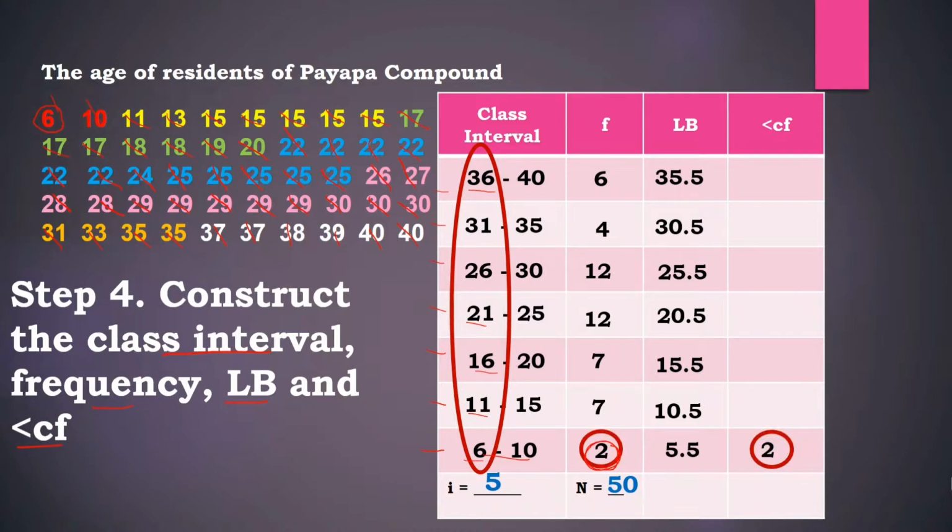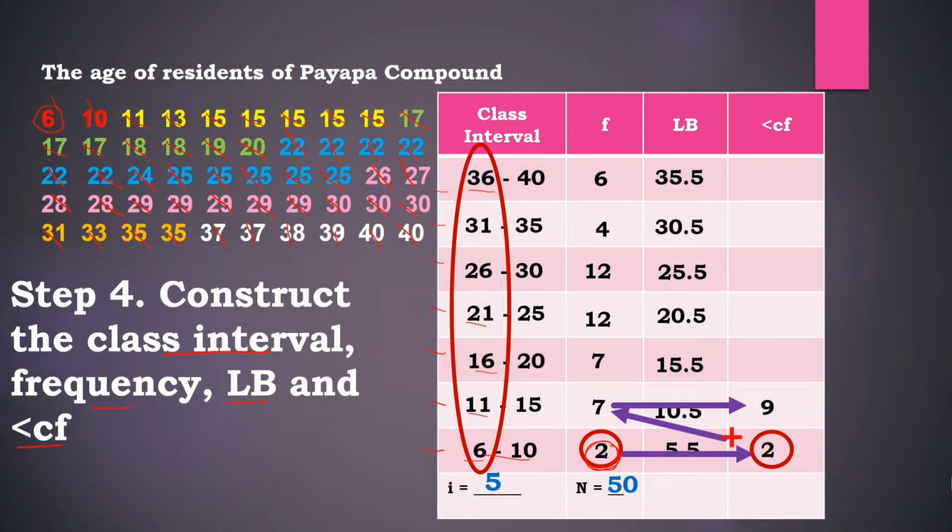So, kopyahin lang natin yan dito sa first less than cumulative frequency. So, dapat magkaparehas ang value ng dalawa dyan. Next is, we will add 2 plus 7.